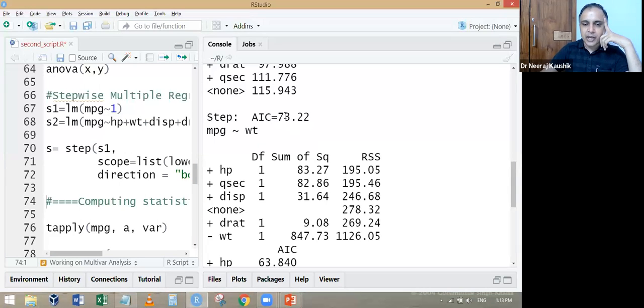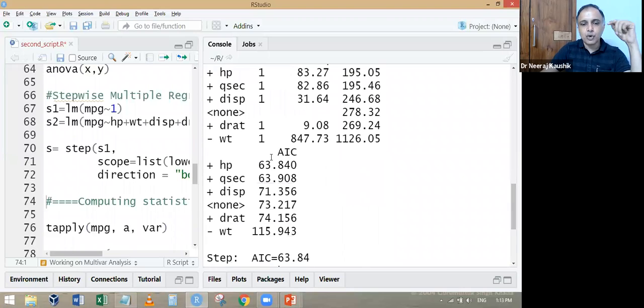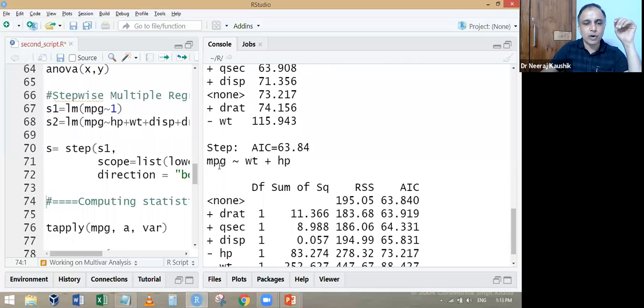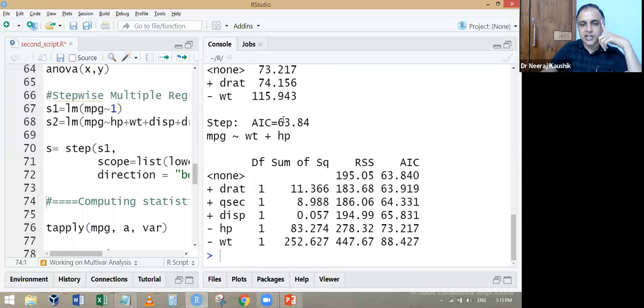What's the next? It says now criteria is 73. Now, if you take HP, it becomes 63.8. If you take QSEC, it becomes 63.9 and so on. So here it says, I recommend the second one is HP with the weight. So we said, okay, MPG is weight plus HP.